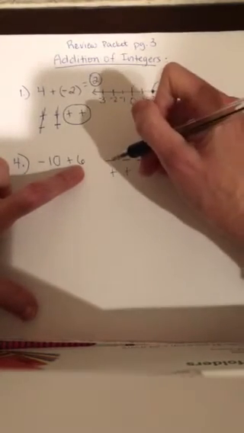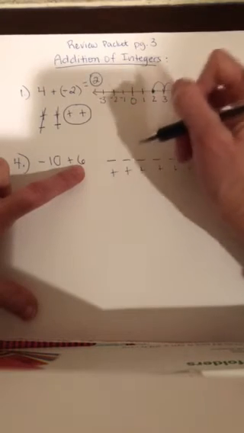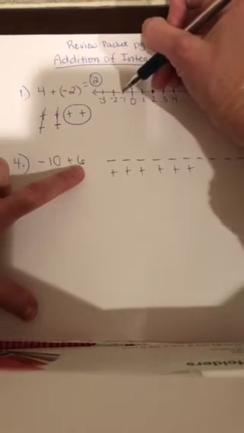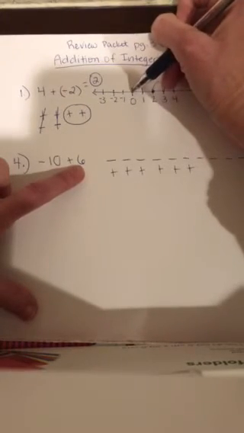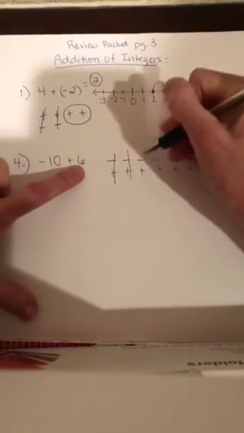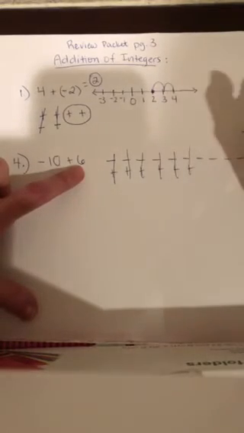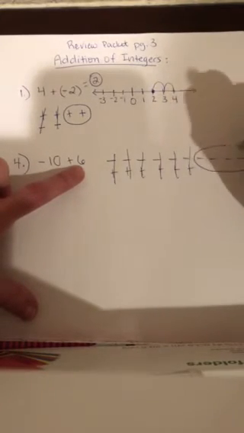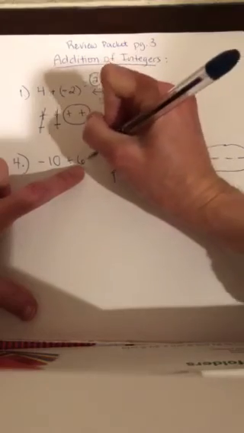Okay? We know that a negative and a positive, they cancel each other out. If you start with a negative and you move to the right one, and you add 1 positive, then you get 0. And what do you have left over? A +4.